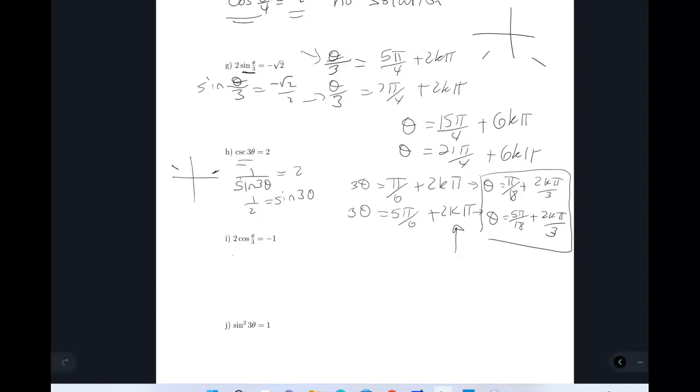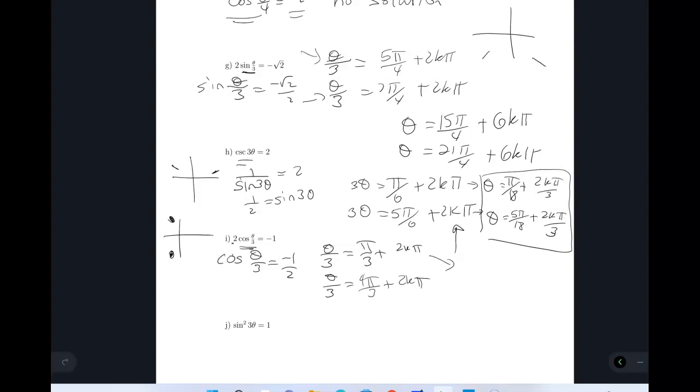All right, solving cosine of theta over 3. I'm going to move this 2 over, so I get cosine of theta over 3 is -1/2. So when's the cosine -1/2? Up here and down here, right? So that means this angle, theta over 3, is going to equal pi over 3 plus 2k pi, or this angle is going to be 4 pi over 3 plus 2k pi.